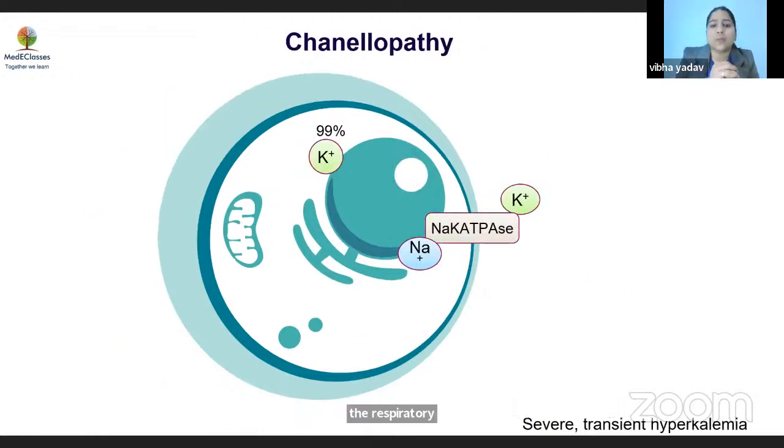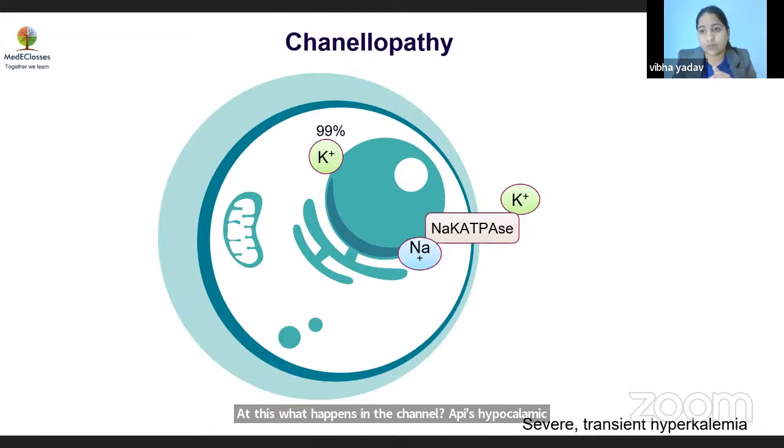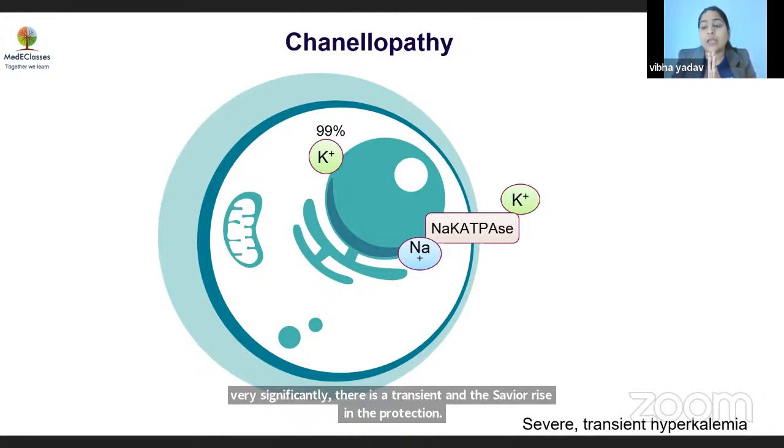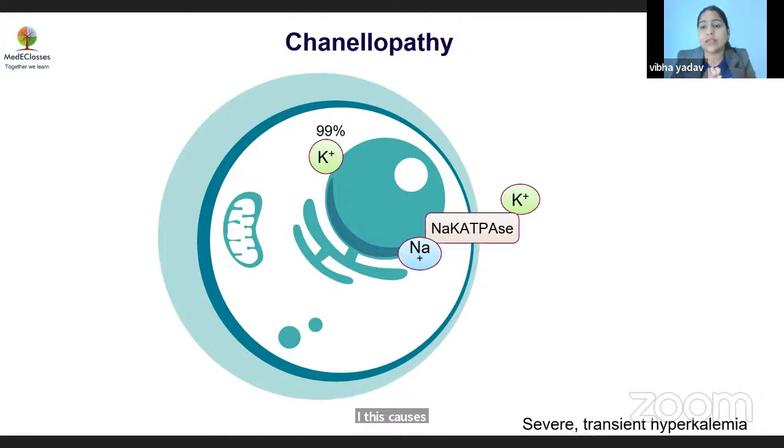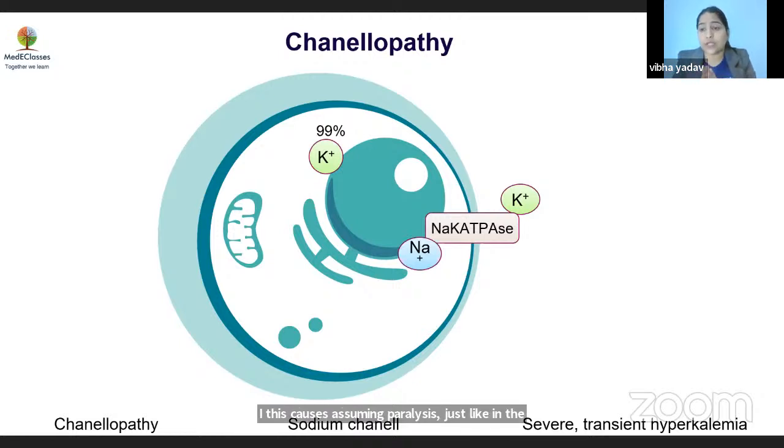So coming to the channelopathies, what happens in the channelopathies? Hypokalemic channelopathies are very common, but hyperkalemic channelopathies are rare, and they occur due to a defect in the sodium channel. Due to the defect in the sodium channel, the potassium rises very significantly. There is a transient and severe rise in the potassium, and this causes ascending paralysis, just like in Guillain-Barré syndrome. So we should always look for the potassium levels if there is a patient who is having ascending paralysis. This is the message from this slide.